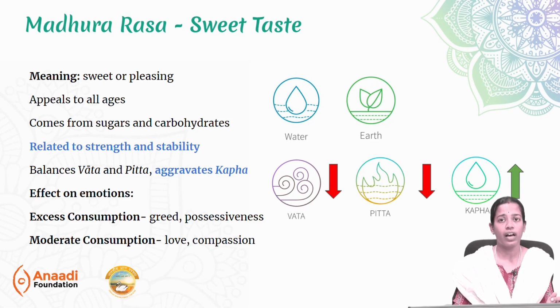These rasas also have an effect on the emotions like we had mentioned earlier. For example, in Madhura rasa, when had in excess, it invokes the quality of greed and possessiveness, while when had in moderation, it invokes love and compassion. This is a small infographic which explains what doshas get aggravated and which ones get balanced out.